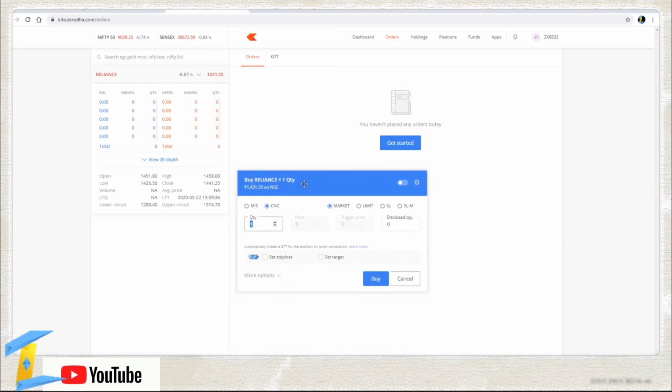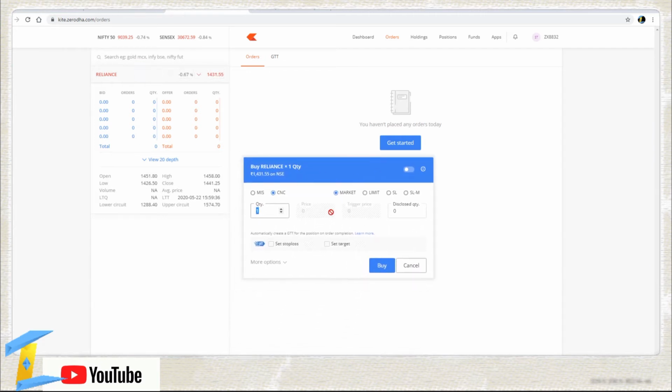Once I click on buy, I always see this window popping up on Zerodha, and there are a lot of options here, which is very difficult for a newbie to clearly understand in terms of what he wants to do. Because there is an option called CNC, there is an option called market, there is an option called limit, there is an option called SL, and there is an option called SLM. This is the field I would advise you not to touch, because this is something you might not understand what it does. So you don't have to worry about disclosed quantity.